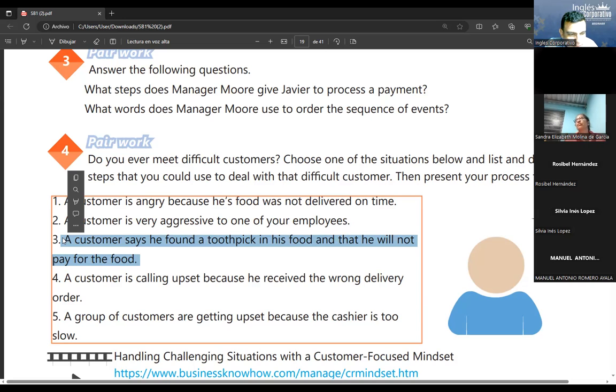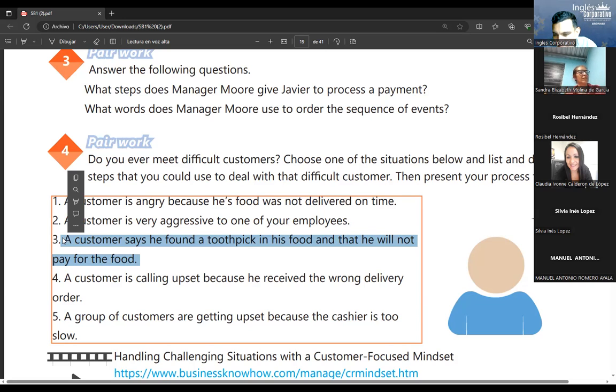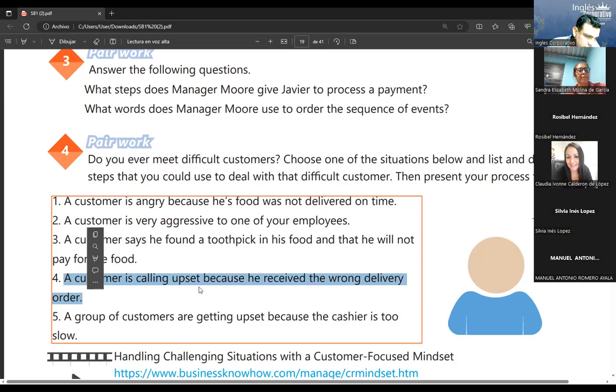Number four: a customer is calling upset because he received the wrong delivery order. Go ahead, miss, please. First, check the order number. Second, confirm the order. After that, apologize to the customer, and for our mistake, we will send you a free dessert. Good, a free dessert. Then take the order again and finally send the correct order. Excellent. Okay, good, thank you.